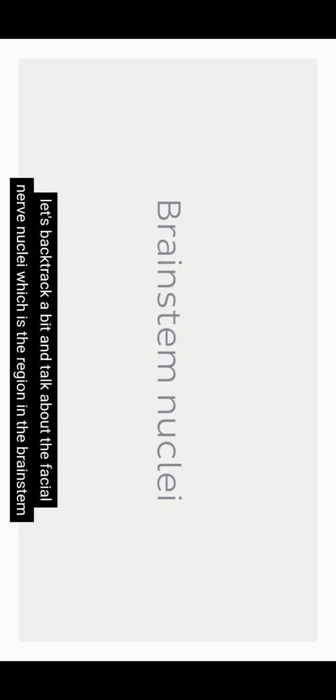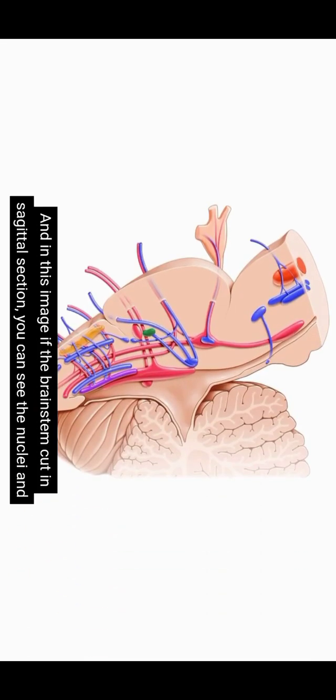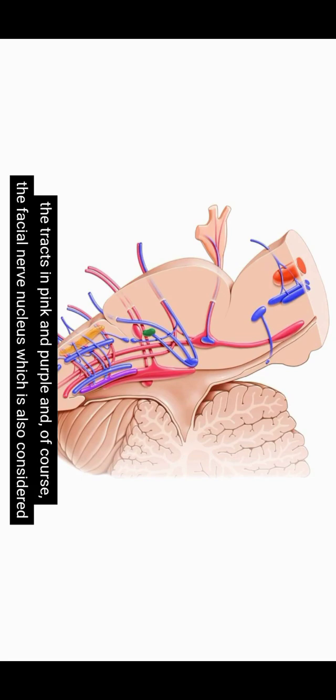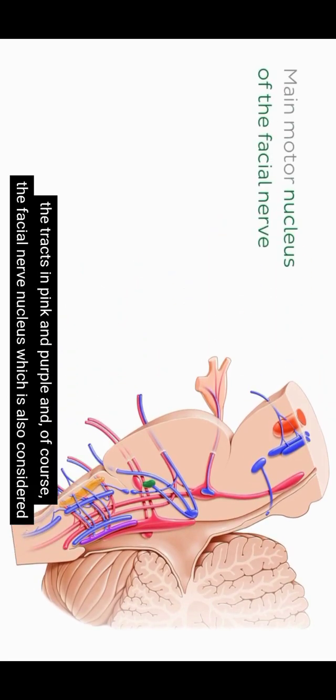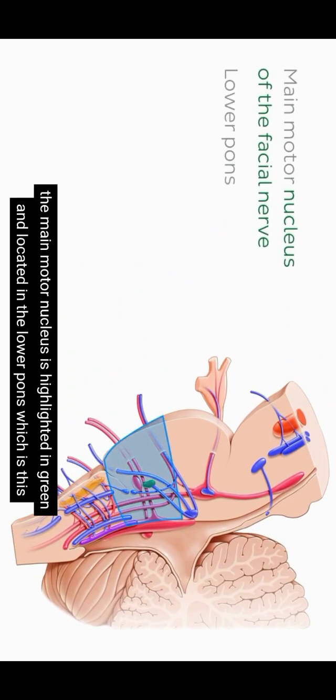So now that we've finished talking about the facial nerve and its pathway and innervation, let's backtrack a bit and talk about the facial nerve nuclei, which is the region in the brainstem from which the facial nerve arises. In this image, the brainstem is cut in sagittal section, and you can see the nuclei and the tracts in pink and purple. And of course, the facial nerve nucleus, which is also considered the main motor nucleus, is highlighted in green, and located in the lower pons, which is this segment just here.